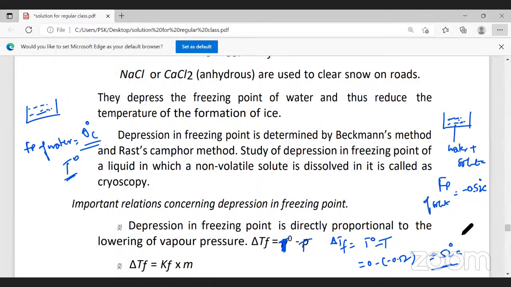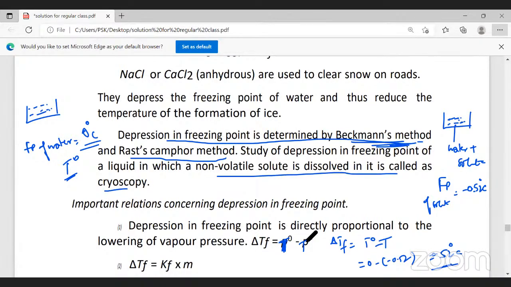So this is an important question. Remember, depression in freezing point is determined by Beckmann's method. Rast-Camphor method we don't study, but Beckmann's method is for you to remember for some exams. Study of depression in freezing point of a liquid in which a non-volatile solute is dissolved is called cryoscopy. I taught you this.